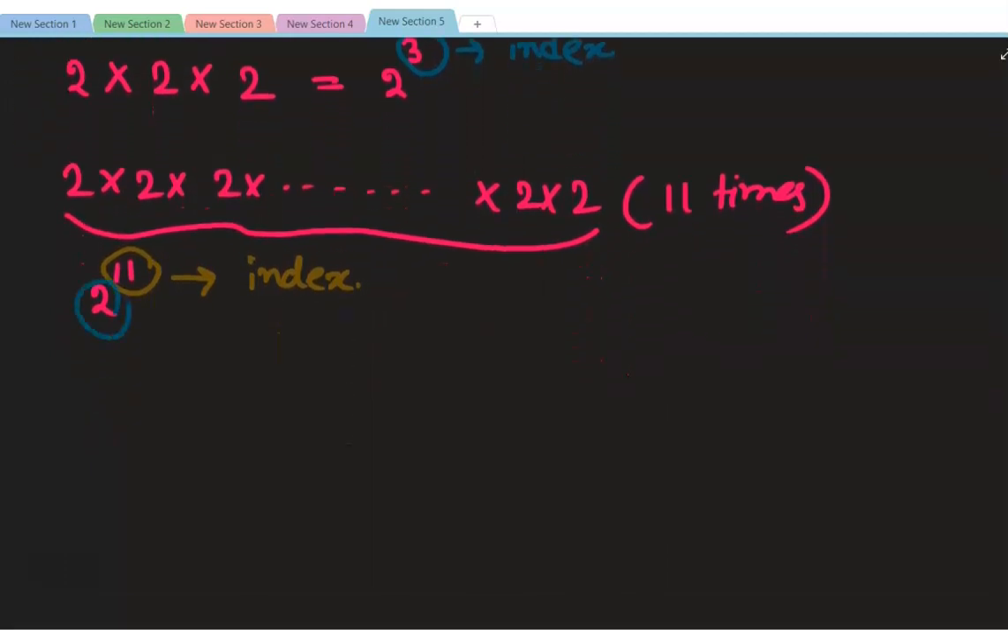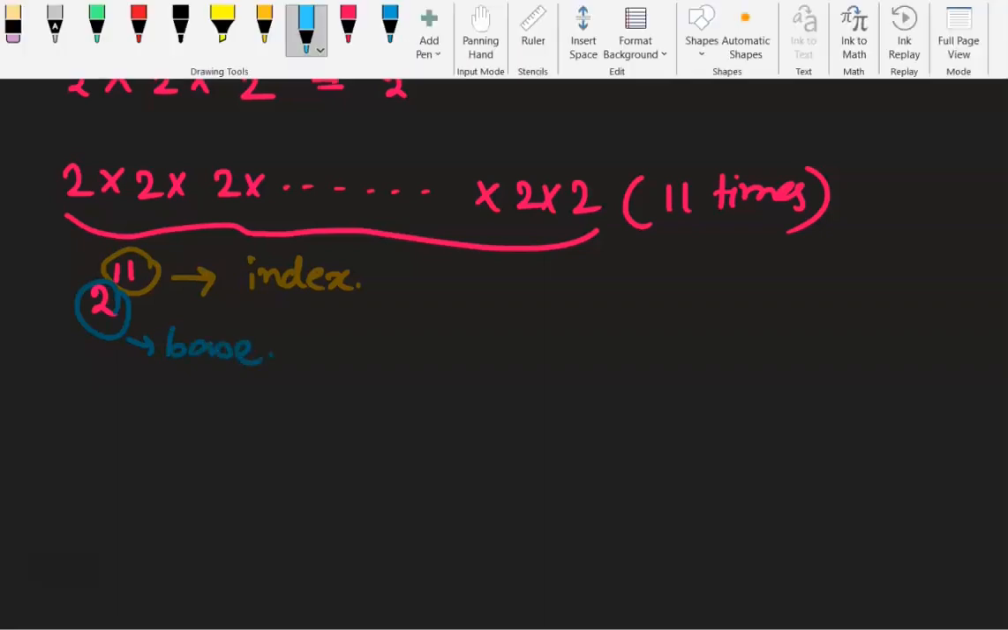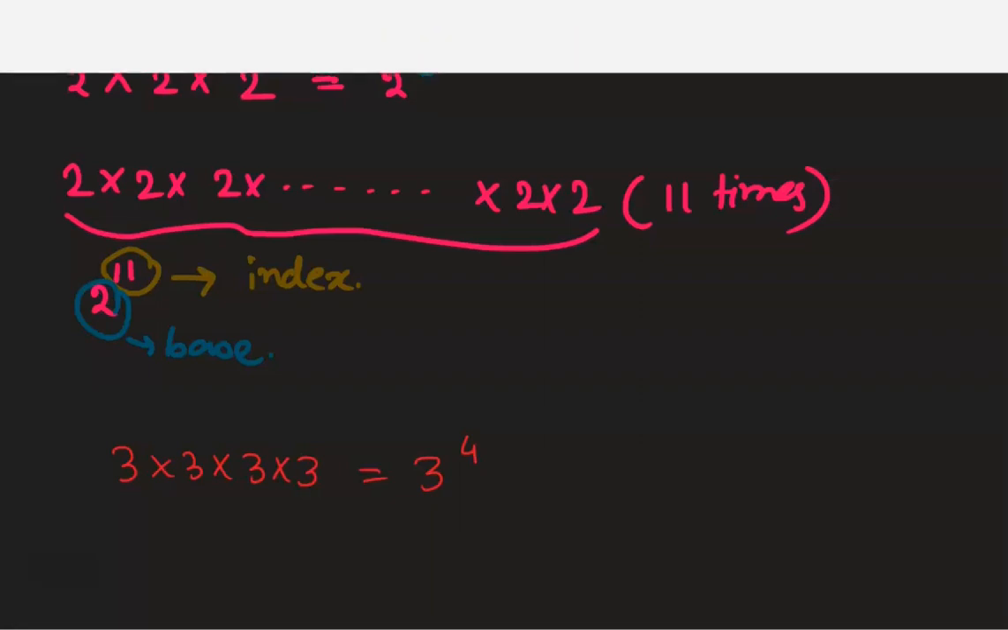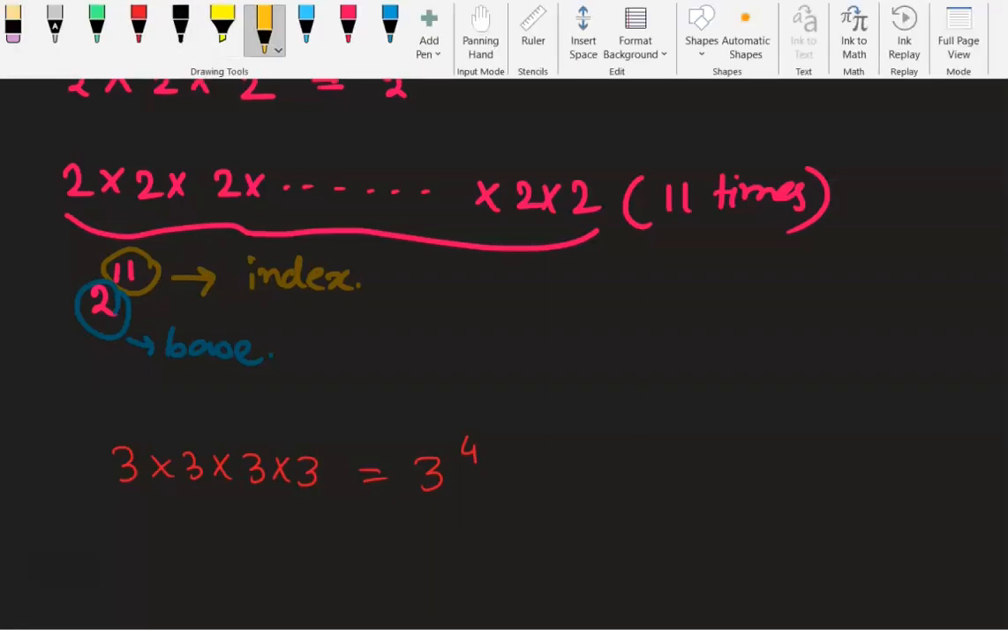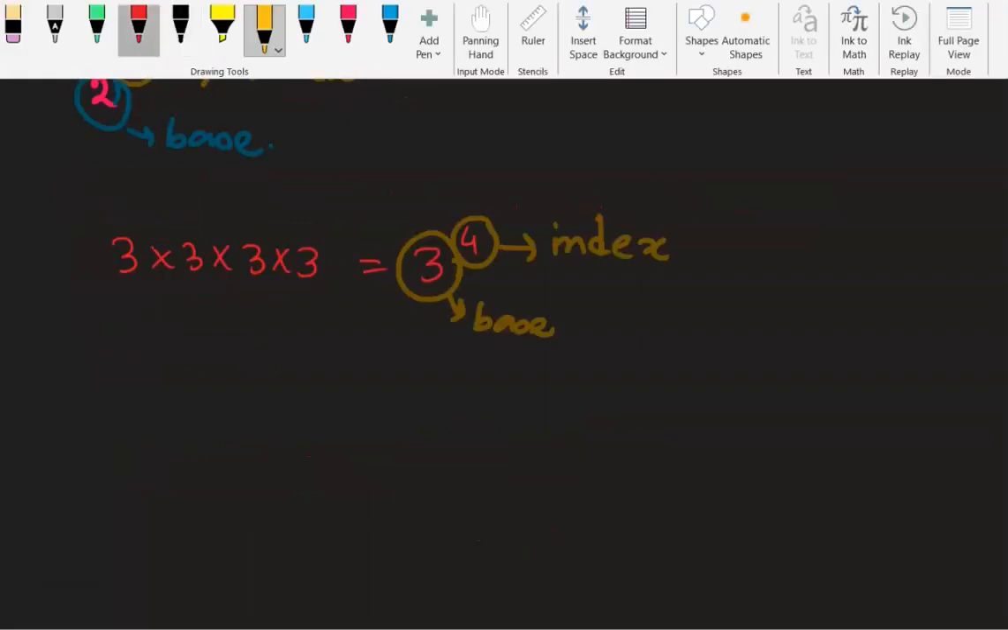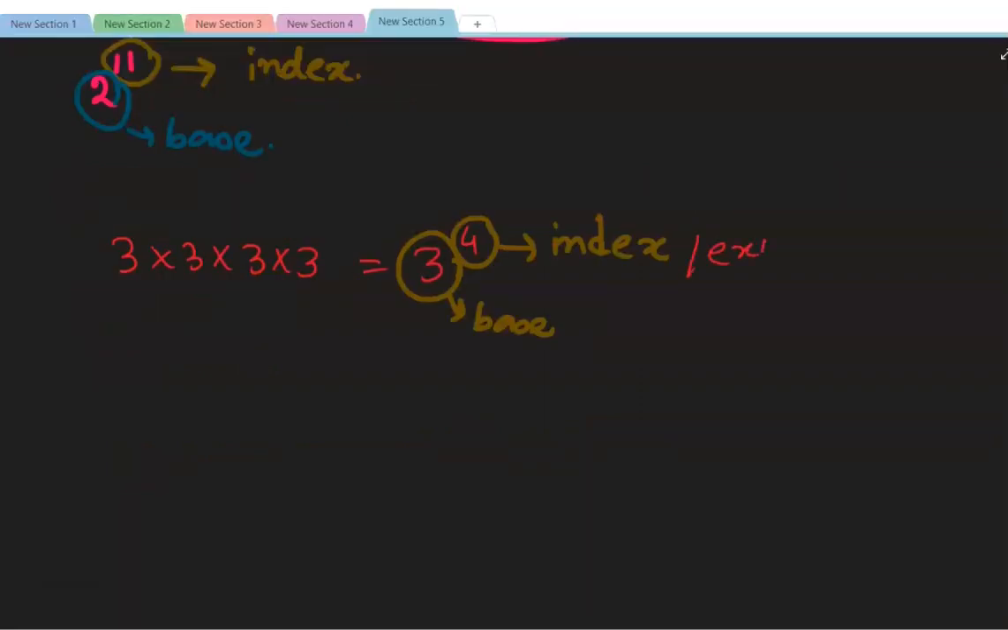What is this 2 called? This 2 here is called base. So if we are multiplying 3 4 times, 3 into 3 into 3 into 3, we write this as 3 to the power 4. So what is index? The index here is this 4. This 4 is index and this 3 is called base. This term index has another name. We can call it exponent.